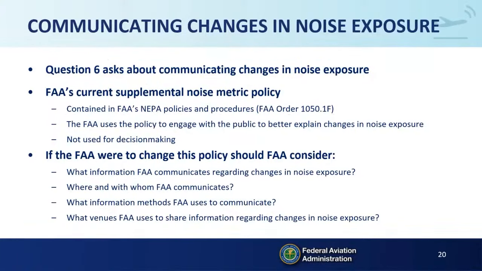Question 6 asks about communicating changes in noise exposure. FAA's current supplemental noise metric policy is contained in FAA's NEPA policies and procedures, FAA Order 1050.1F. The FAA uses the policy to engage with the public to better explain changes in noise exposure. Supplemental metrics are not used for decision-making. If the FAA were to change this policy, should FAA consider what information FAA communicates regarding changes in noise exposure, where and with whom FAA communicates, what methods FAA uses to communicate, and what venues FAA uses to share information regarding changes in noise exposure?